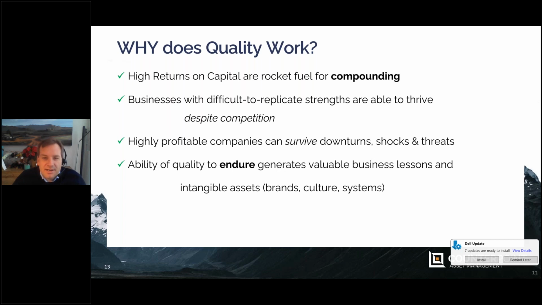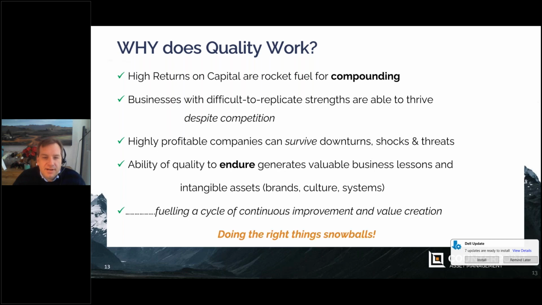So it's not just building more stuff, it's things like brands, the culture of the company, and sound business systems. I think we can all understand from very successful franchise businesses such as McDonald's or Yum Brands, their secret is in their brand and in their system of operating, and you can only build that if you survive, and you can only survive if you have a moat and can generate sufficient returns on capital to buy that fuel for reinvestment. So there's a cycle of return on capital, this endurance fuels a cycle of continuous improvement and value creation. So it's really about doing the right things. Doing the right things really snowballs, and it's that snowballing compounding effect that is the secret behind quality.